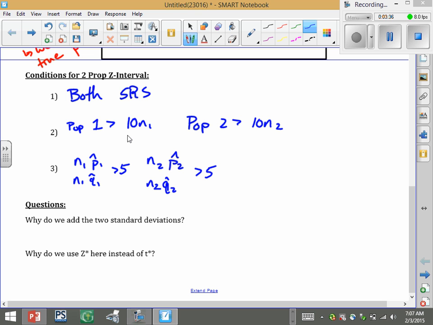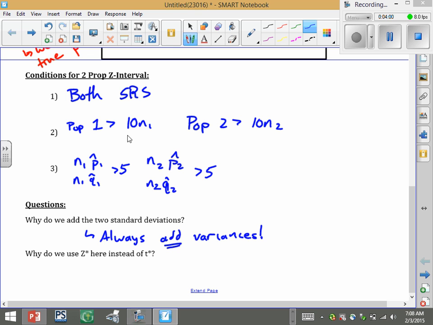Real quick, why do we add those two standard deviations? Well, this is kind of going back to the very, very beginning. Remember, you always add variance, right? We're looking for a difference. But if you remember back to about unit 2, when we started combining these random variables, or we're combining two distributions, you always added the variances. So that's essentially what's happening up here.